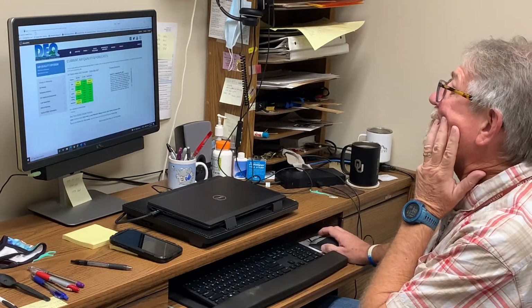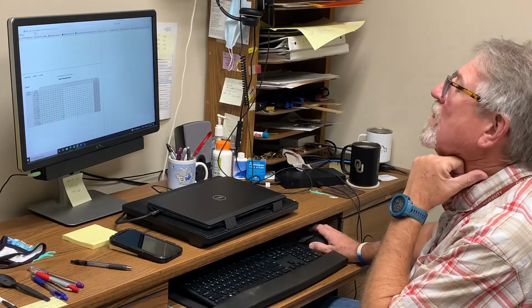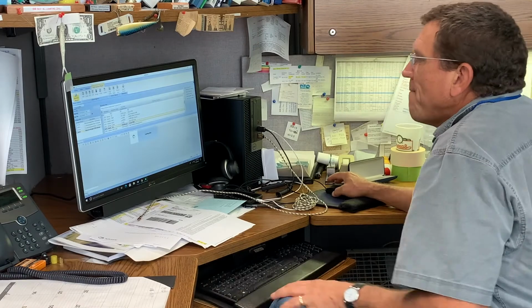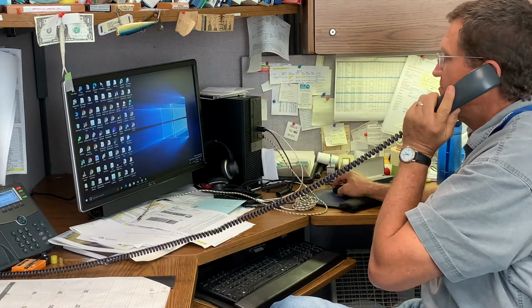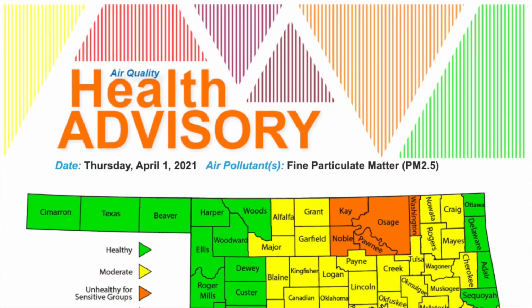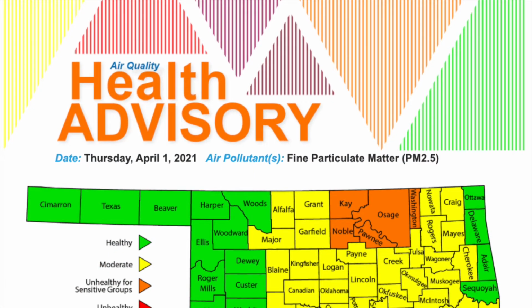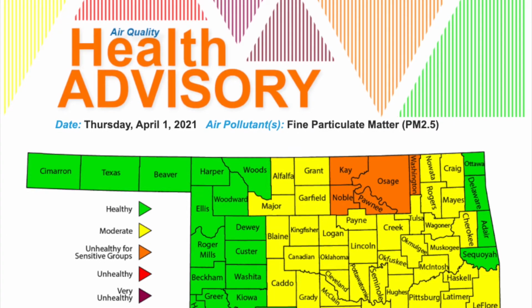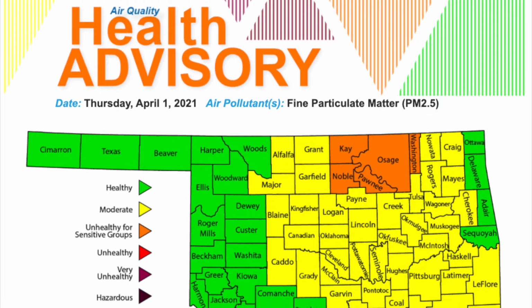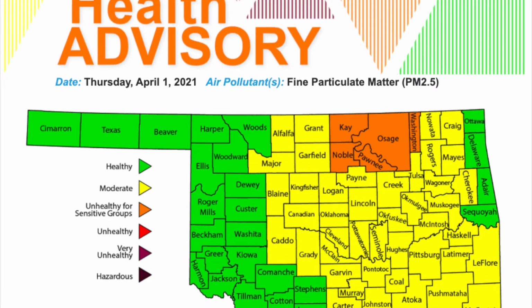After being alerted, the analysts critically review the data and decide if the public needs to be notified of an immediate concern. This notification is called an Air Quality Health Advisory. An advisory is an alert sent from the DEQ via email or text notifying the public when pollution levels are at an unhealthy level affecting sensitive groups or worse based on this real-time data.